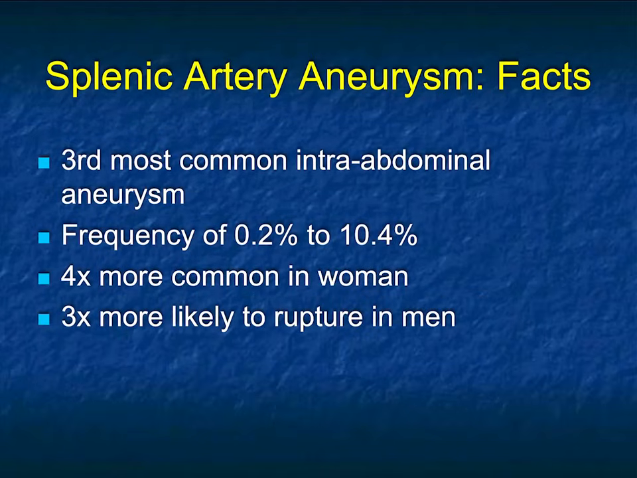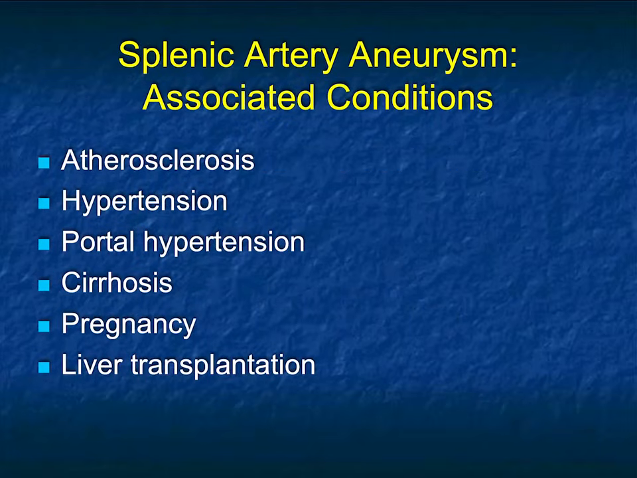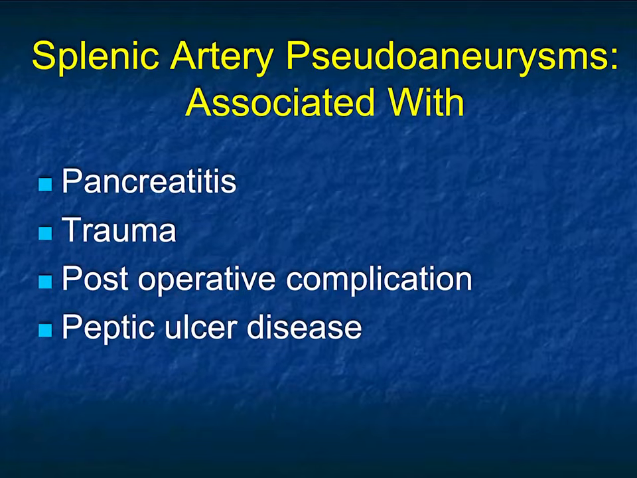In general, splenic artery aneurysms are the third most common intra-abdominal aneurysm, more common in women, but more likely to rupture in men. And again, associations: atherosclerotic disease and hypertension. Then, of course, portal hypertension, cirrhosis, pregnancy, and liver transplantation. One of the concerns with splenic artery aneurysms is a patient with cirrhosis who they're considering doing a transplant. You would worry that that splenic artery aneurysm can rupture.